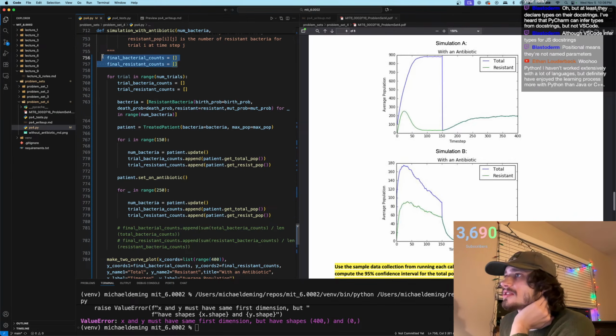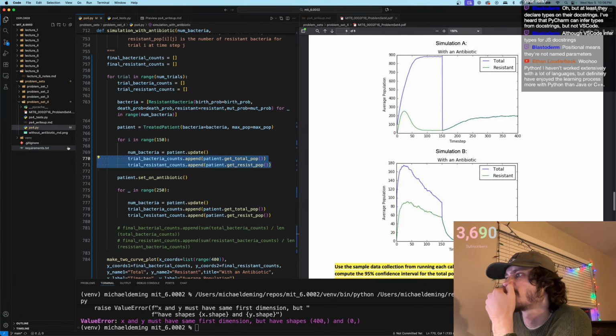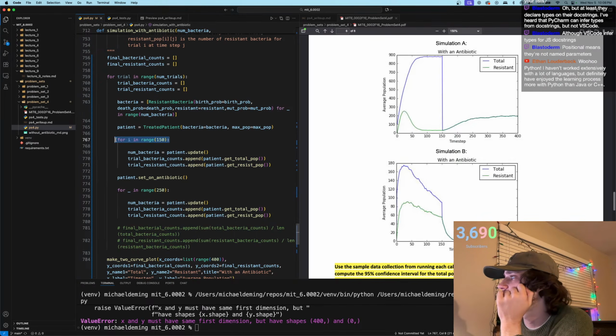Okay, we have a list. We're going over every trial. We're creating the trial counts for the bacteria and resistance. There should be 150 data points that we're adding onto this one. Right? And we're adding 150 data points into this list.